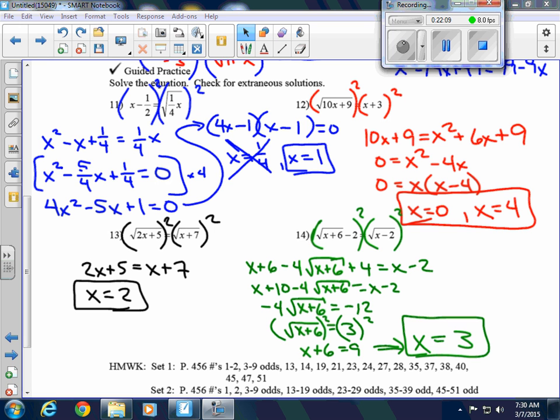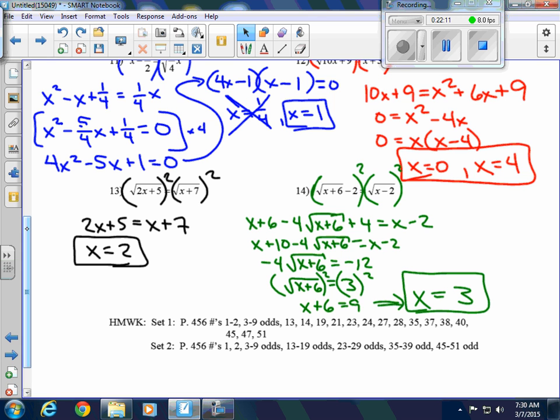So here is the homework set for section 6.6.